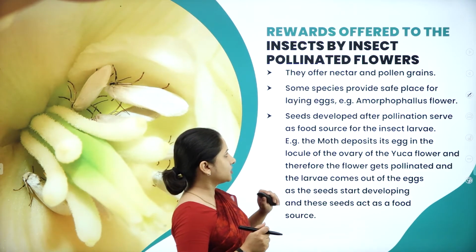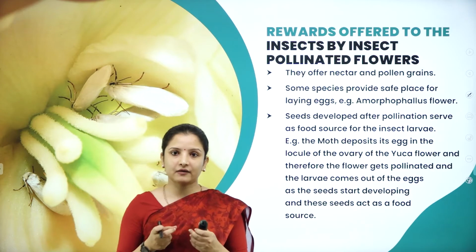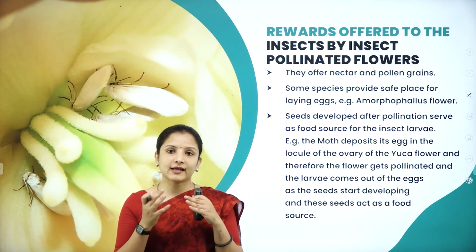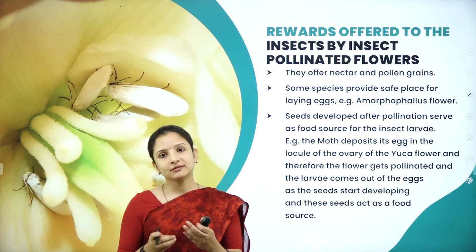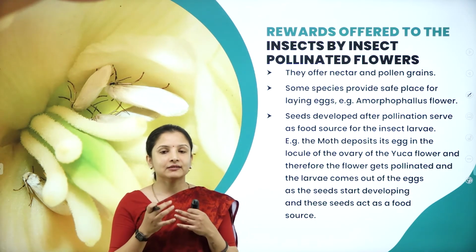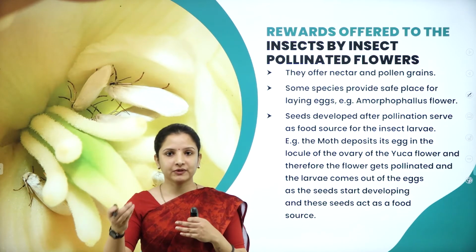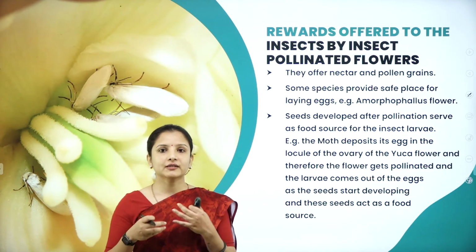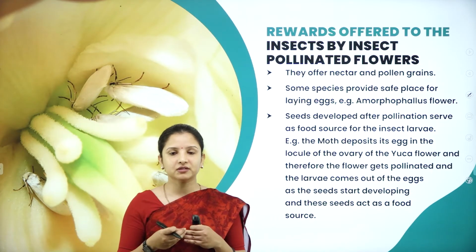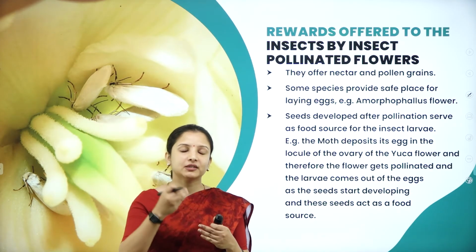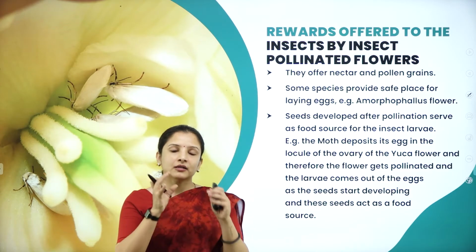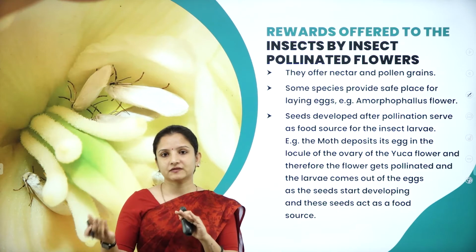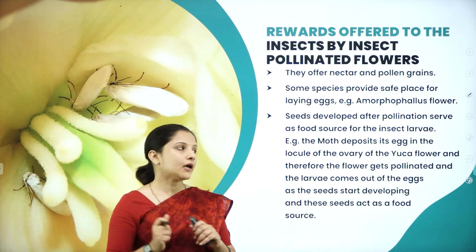The next reward is that some species of flowers act as a home for the insects to deposit their eggs. That is why the insects visit the flower. I told you that if some flowers are large, the insects usually prefer such flowers so that they can deposit the eggs in the flower and the eggs can hatch safely, the larvae can come out, and the further life cycle of the insect can also be continued.